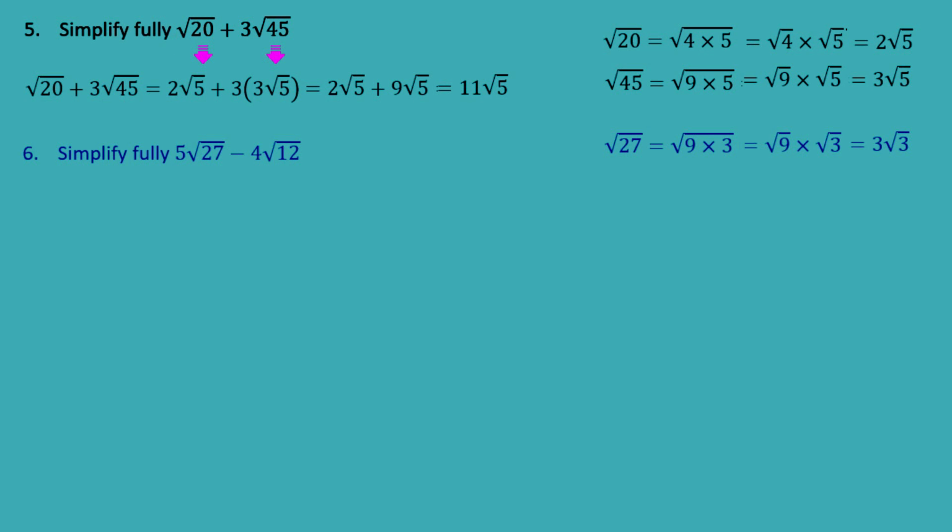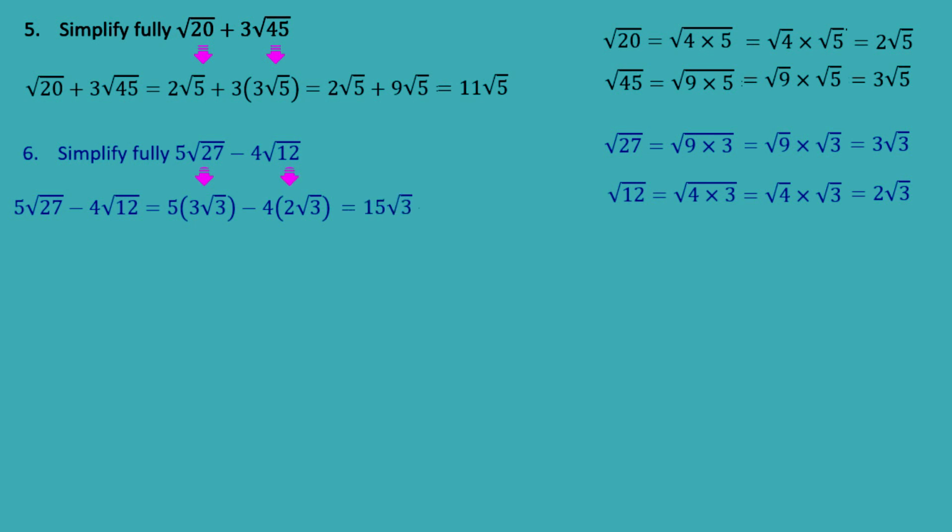The highest square factor of 12 is 4, so root 12 becomes the root of 4 times 3, which is root 4 times root 3. Root 4 is 2, so root 12 simplifies to 2 root 3. Replace root 27 with 3 root 3, and root 12 with 2 root 3 in the calculation. Multiply out the brackets, 5 times 3 is 15, and 4 times 2 is 8, so we have 15 root 3, minus 8 root 3. 15 minus 8 is 7, giving us a final answer of 7 root 3.